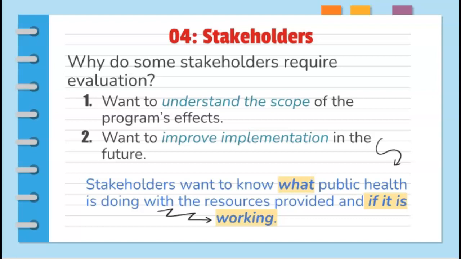But essentially, all stakeholders want to understand the scope of the project. So what are you doing? What extent are you extending this information to? And they want to improve the implementation in the future. So they want to make sure that if this project continues in perpetuity, or if this project is rolled out to a larger group, what do we need to do to improve that implementation? They want to know what public health is doing with the resources provided, whether it be monetary, space, staffing, any resources provided, and if those steps are working.